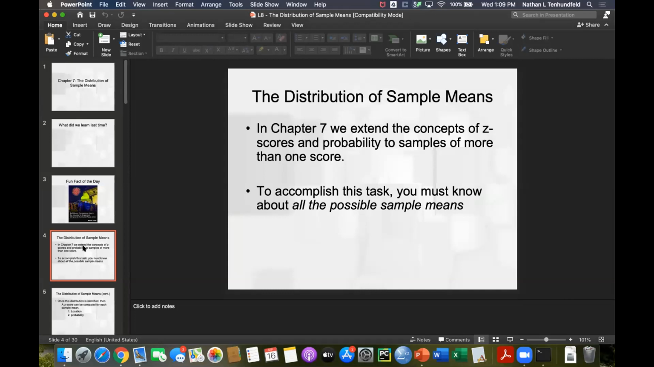To accomplish this, you're going to have to know about what we kind of refer to as all the possible sample means. Right? And so if you think about taking a population distribution and pulling out a certain number of people from that population, you're going to get variability in what that actual mean is, right? I've already talked about this a little bit before in this class, that no two samples, even if pulled from the exact same population, are going to have the exact same mean. And I'll show you an example of that in just a little bit.